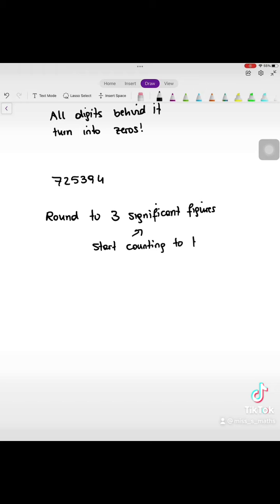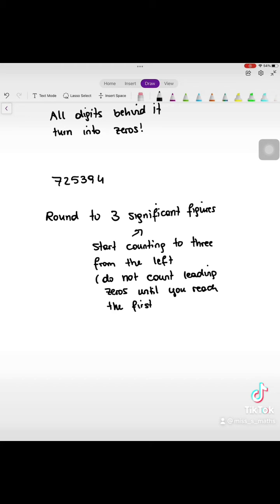Let's do that again with a different kind of question. Now we're supposed to round to 3 significant figures. What that means is that we start counting at the first digit of our number, which would be the 7 here. That would be our first significant figure. The 2 would be the second significant figure, and 5 would be the third significant figure. So 5 would go in a box here.